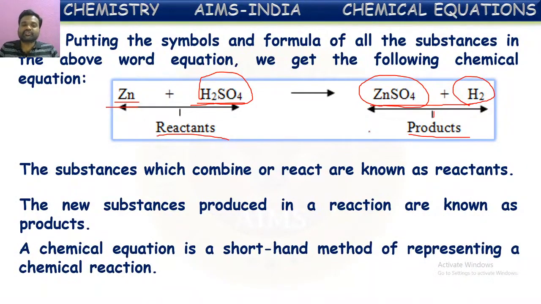A chemical equation is a shorthand method of representing a chemical reaction. We say this because in the representation of a chemical reaction we are using shorthand notations like symbols and formulae of either reactants or products. So finally the chemical equation is the shorthand representation of a chemical reaction in which reactants and products are represented by using their shorthand representations like symbols and formulae.